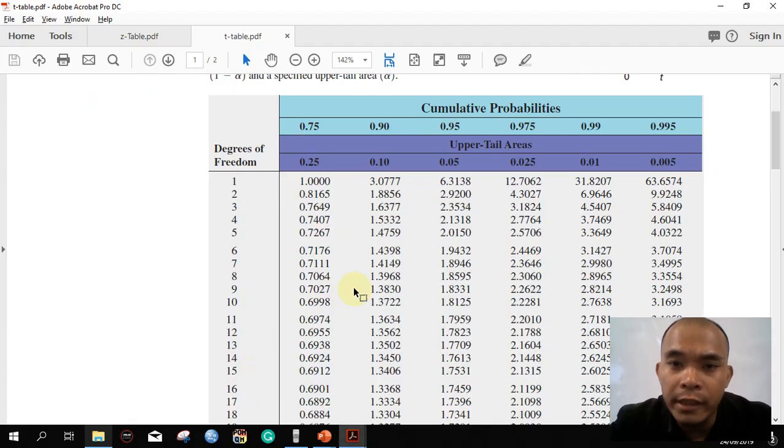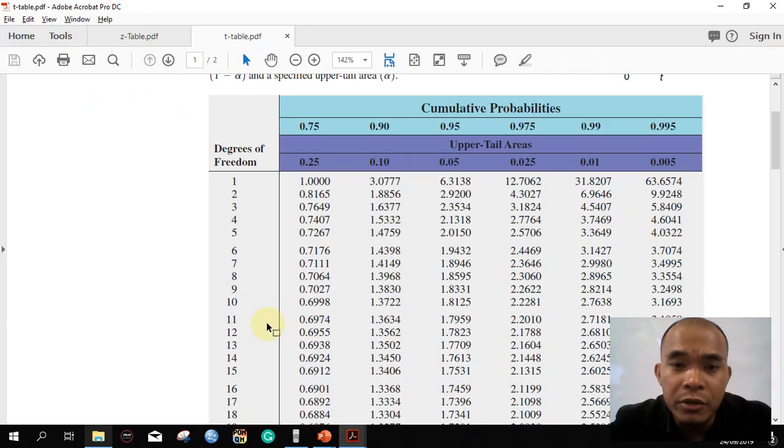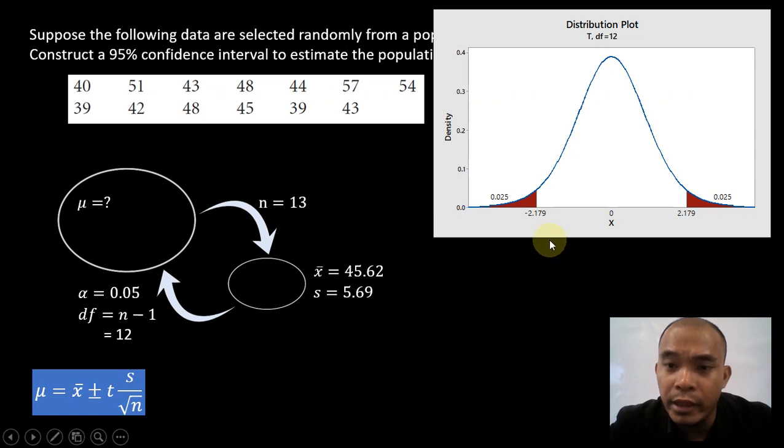And then let's go back here. 0.025. Please do not be confused with this value here and this value here. So we're going to use this one, 0.025, and then what's the degrees of freedom again? The degrees of freedom is 12, 0.025, and then 12, it's around here, 2.1788. So we're going to look here, 2.1788, or we can say negative 2.18.